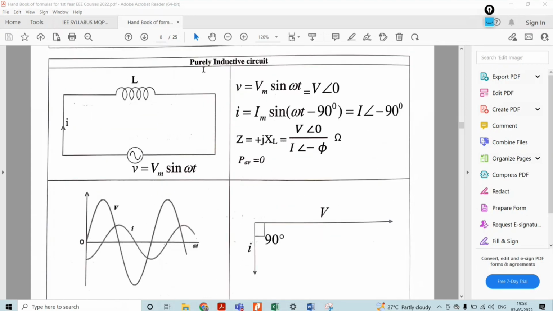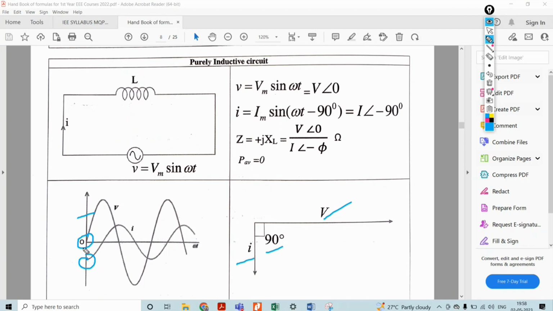Then with respect to the pure inductance, V is equal to Vm sin omega t, then I is equal to Im sin (omega t minus 90). Why? Because current will lag voltage by 90 degrees. What happens? When voltage is 0, the current is negative, but in case of capacitance, it is positive. So the current lags the voltage by 90 degrees. Keep this in mind.